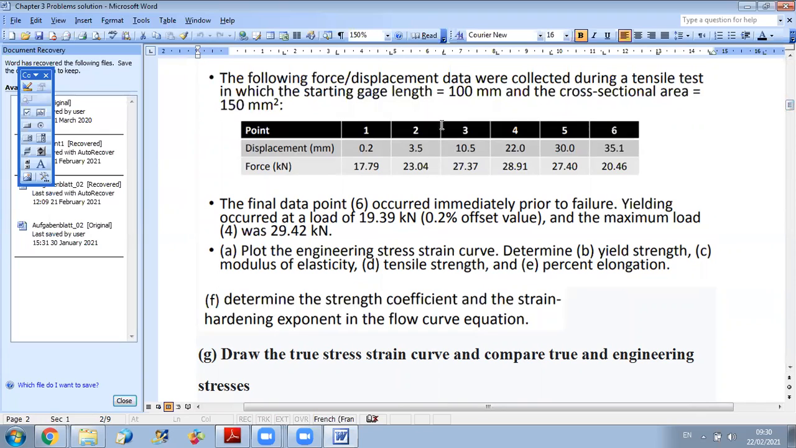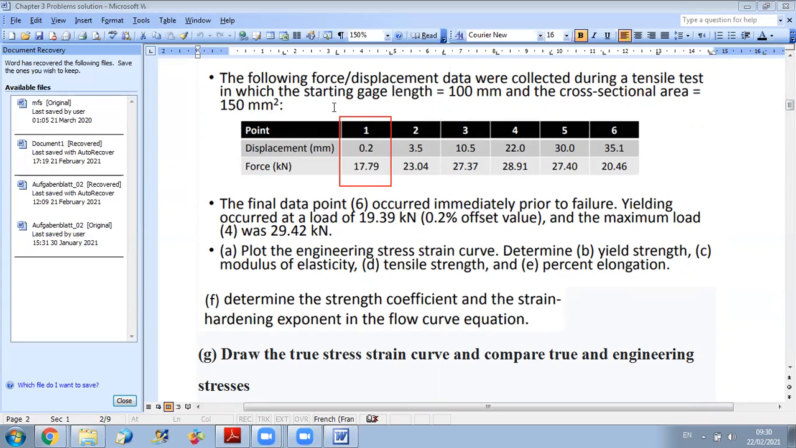Okay, so first, if I look at my table here, we have seen together that already this point is in the elastic region. So of course I cannot use it. Now the yield point takes place at which load? At 19.39. So yield is in between these 2 points. Since yield is between these 2 points, I can be sure that any point after yield is in the strain hardening, but of course I should pay attention to be far from necking. So already I know that 6 is the fracture point, and of course I will not use 6.